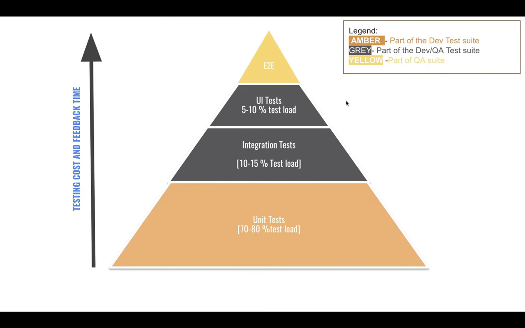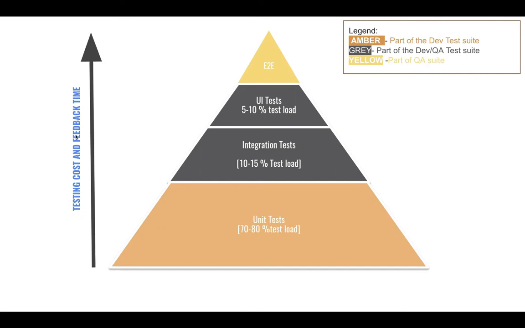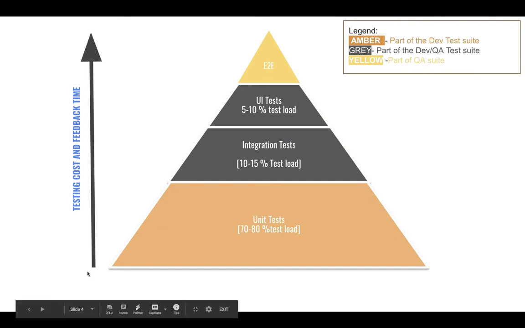So let's see how our test pyramid looks. As we all can see, there are various stages in this test pyramid: unit test, integration test, UI test, and end-to-end test. We can also see on the left-hand side a bottom-to-up arrow which says our testing cost and feedback time will increase from bottom to up.